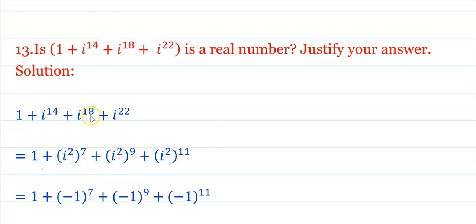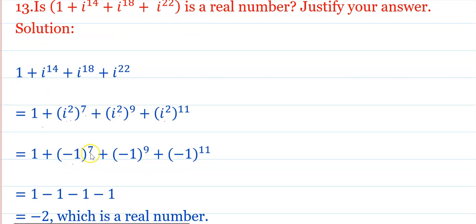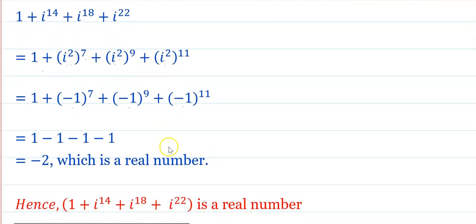Next, i raised to 18 means what? i square bracket is to 9. 22 means what? i square bracket is to 11. i square is minus 1 raised to 7, i square again minus 1 raised to 9, and minus 1 raised to 11.